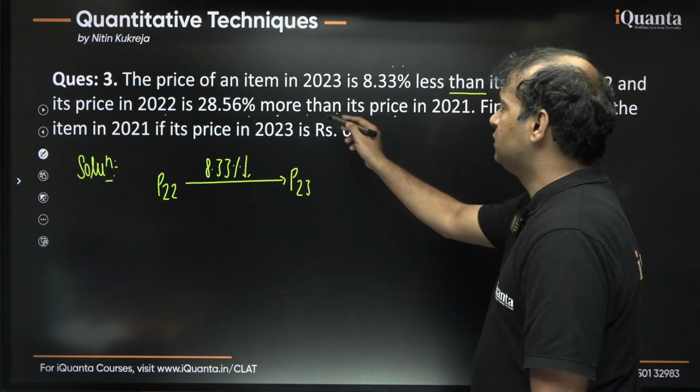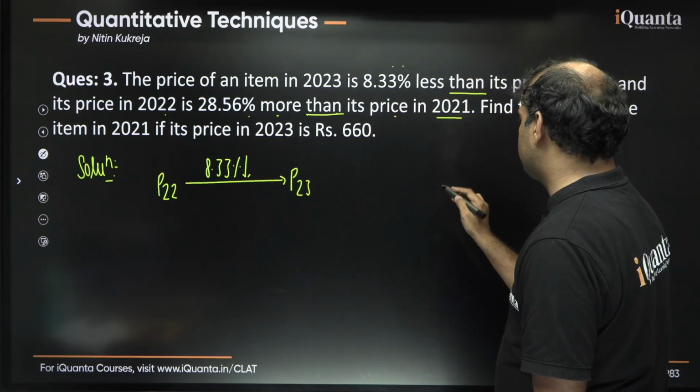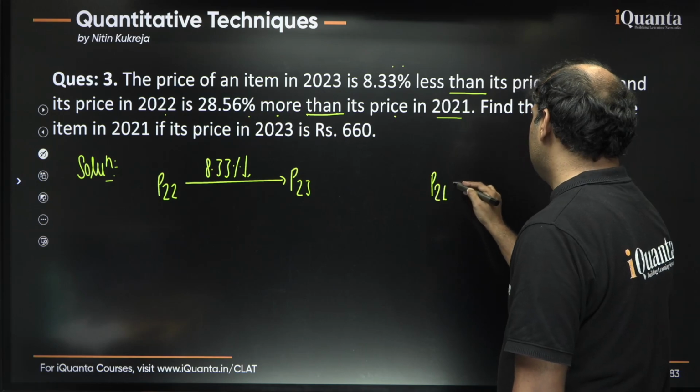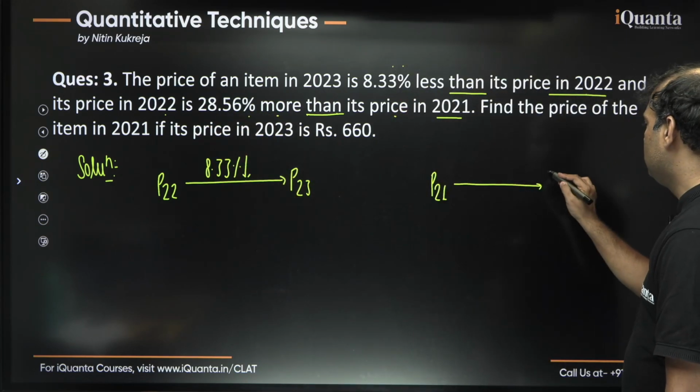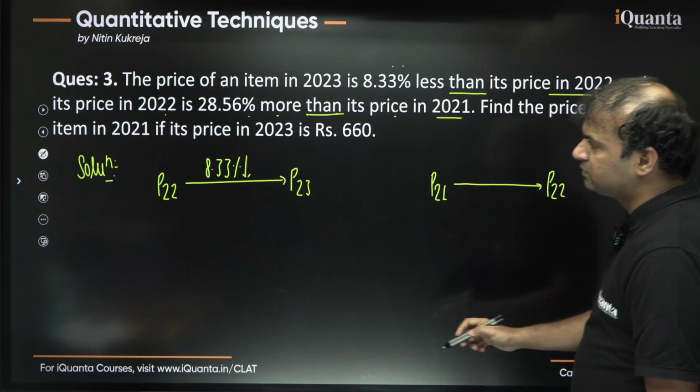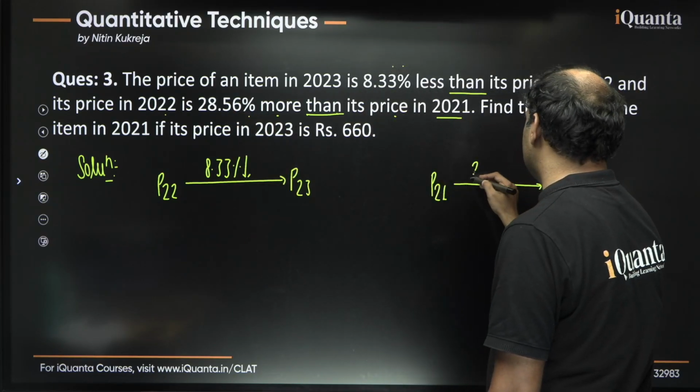So this time is written before price in 21. So price in 21 should be the initial value and the price in 22 is the final value, right? Simple. Okay, and how much percent is more? 28.56% is more. All right.